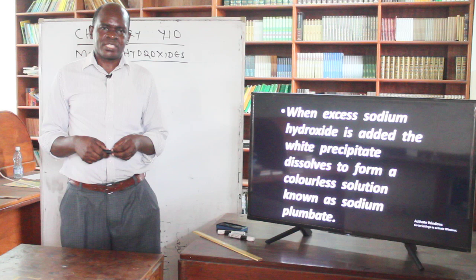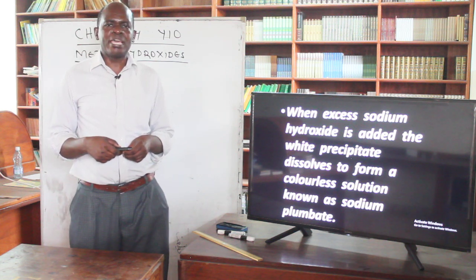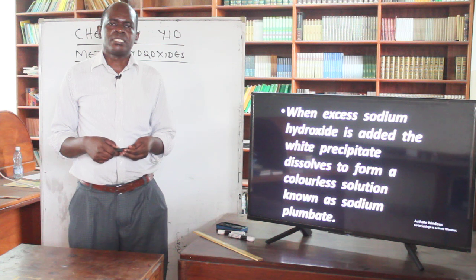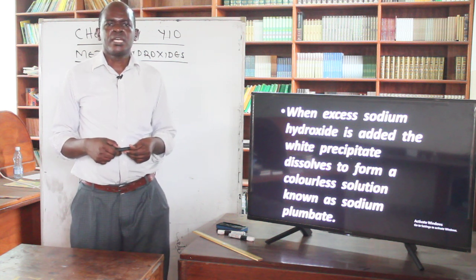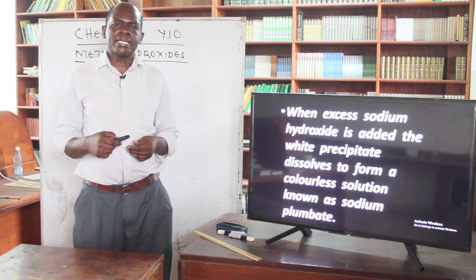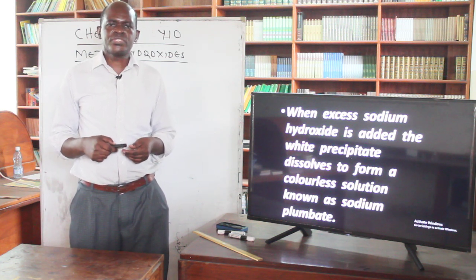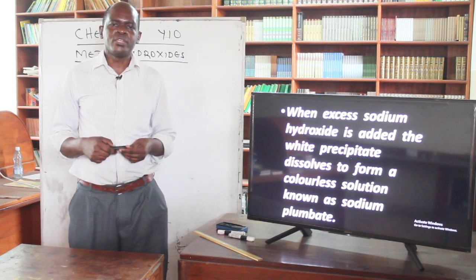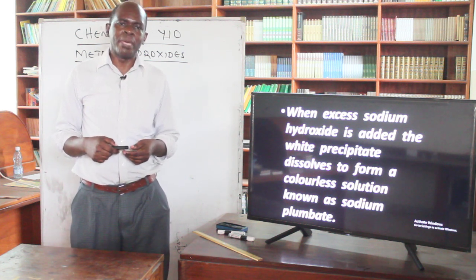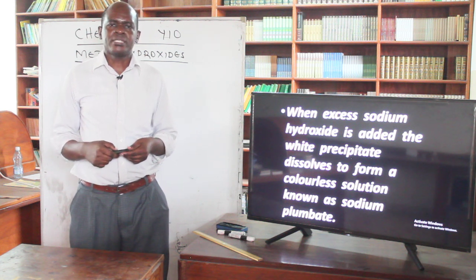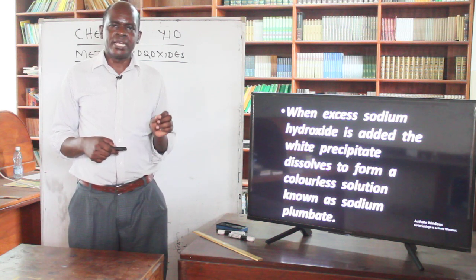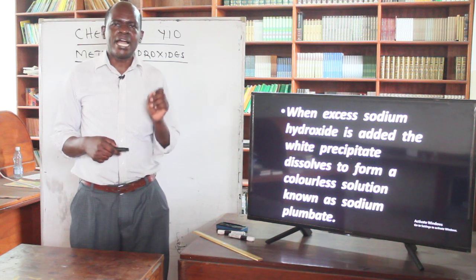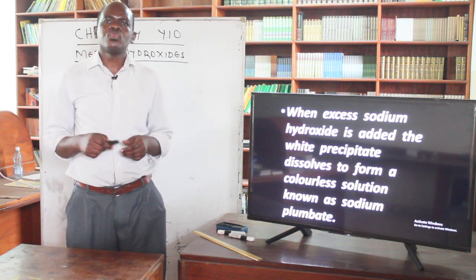Now, when we add excess sodium hydroxide to the same white precipitate, this precipitate dissolves, and when it dissolves, it forms a colorless solution. This colorless solution is the one we refer to as sodium plumbate. That is the salt formed from that particular reaction, which means that lead(II) hydroxide is also an amphoteric substance, reacting with the base.